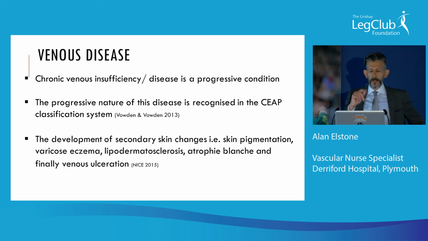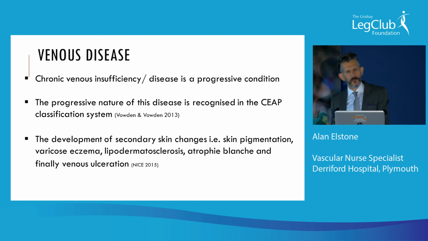So this was again mentioned yesterday. Chronic venous insufficiency, it's a progressive condition, it's a chronic condition. When you look at the NICE guidance, it talks about varicose veins, it talks about ulceration, but not everyone with varicose veins develops ulceration. Not everyone with ulceration has varicose veins. They may well be hidden, but it is essentially a progressive condition.